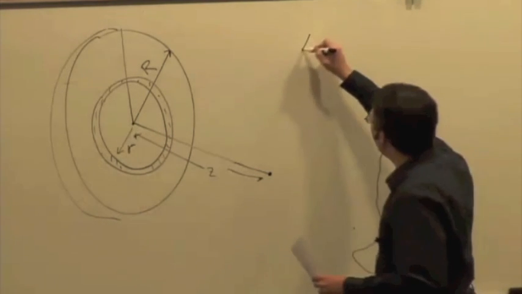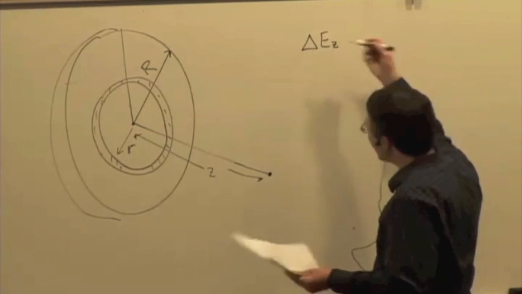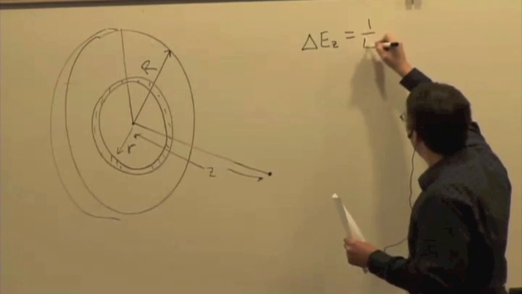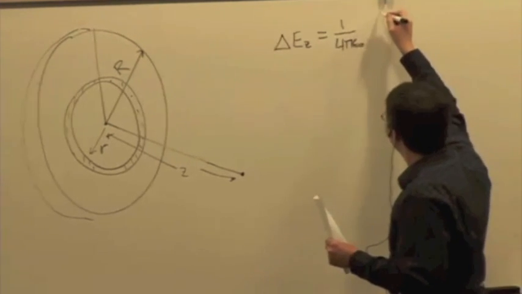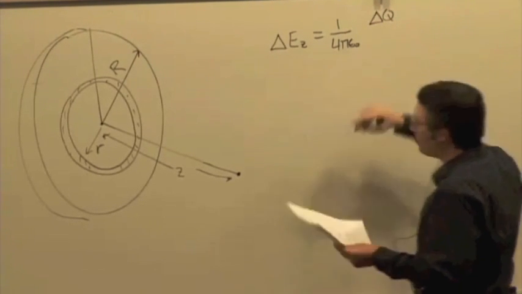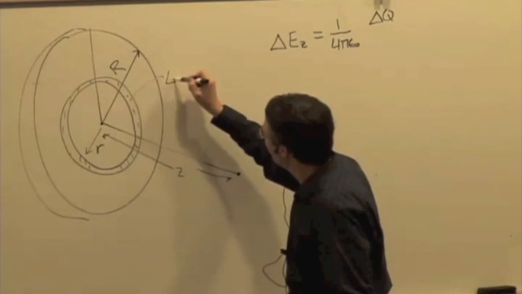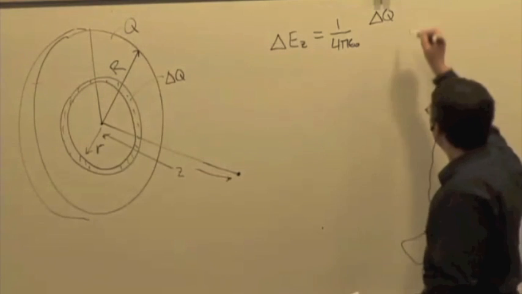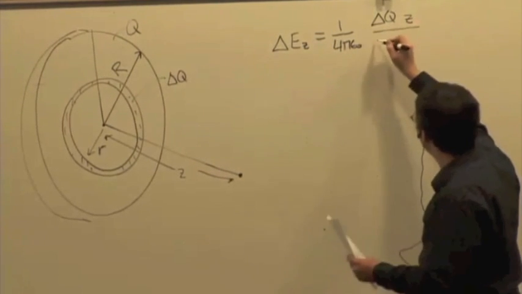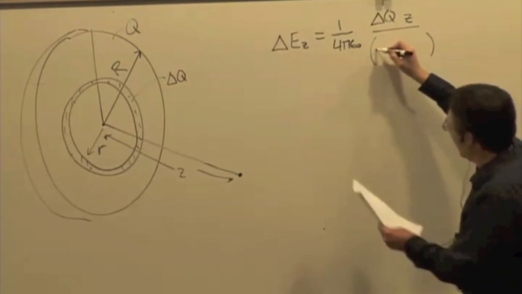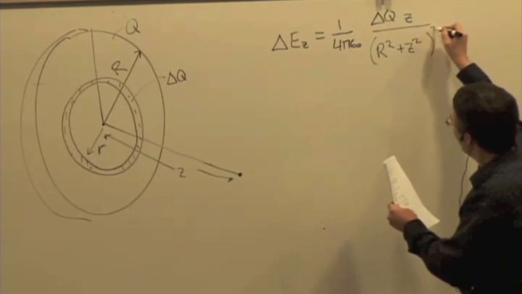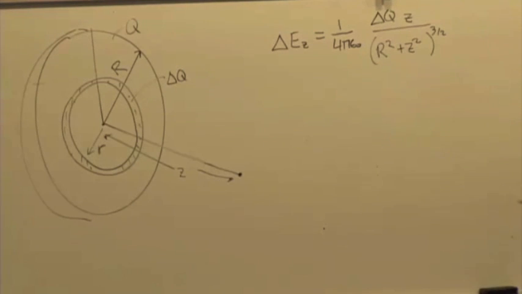So we have the electric field. Really, it's just the Z component, but that's the only component we have here. Delta E is equal to 1 over 4 pi epsilon 0 times delta Q, which is the charge of the ring. Q is the charge of the whole disk. Delta Q times Z over, is it capital R squared plus Z squared to the 3 halves, just like in the formula for the ring?